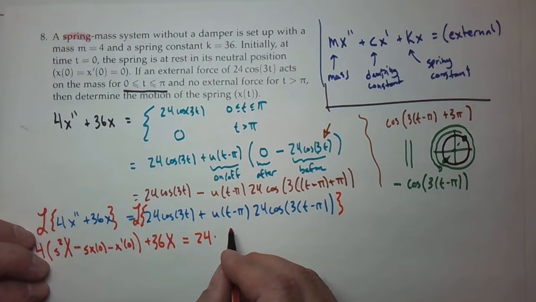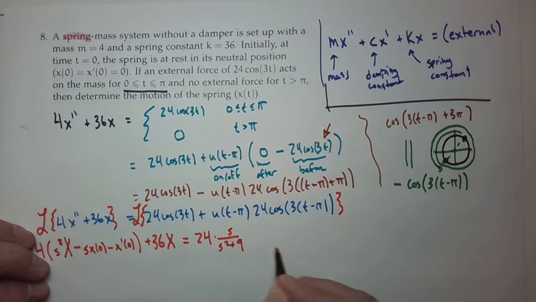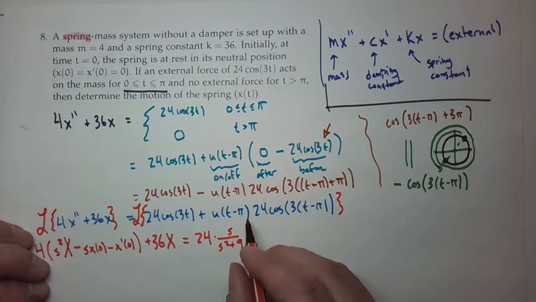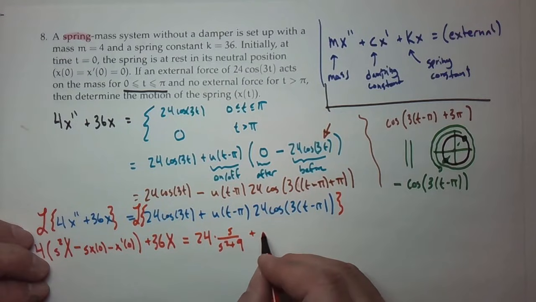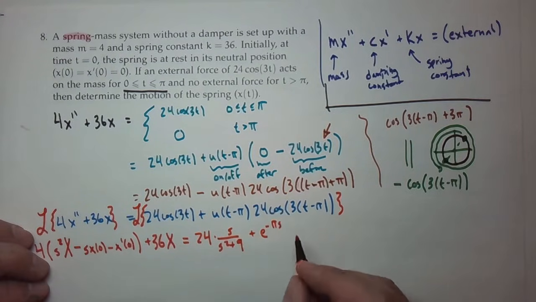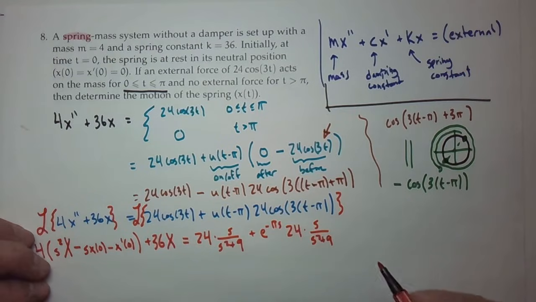Anyone know that one off the top of their head? S over s squared plus 9. Cool. And then u of t minus pi. That says we're going to have an e to the minus pi s. We still have a 24, and still s over s squared plus 9.